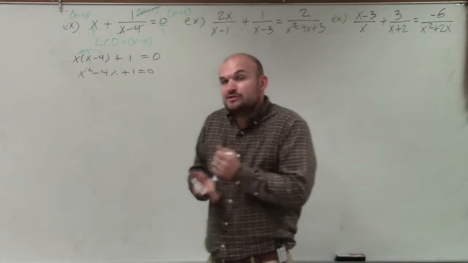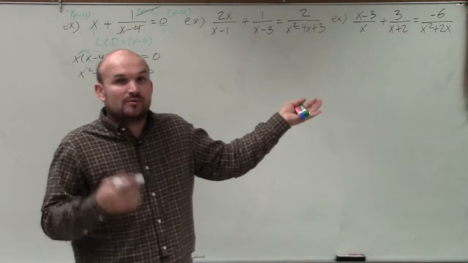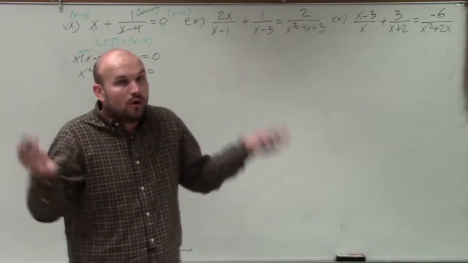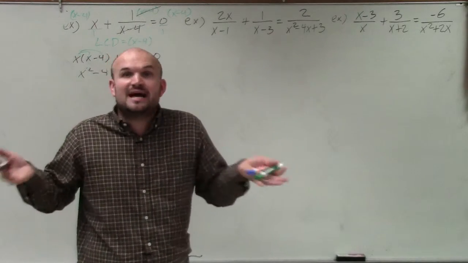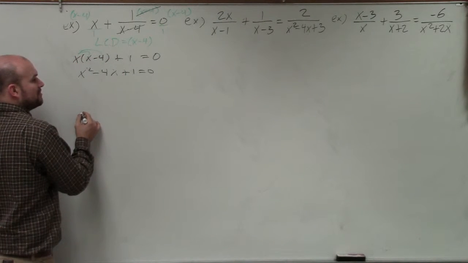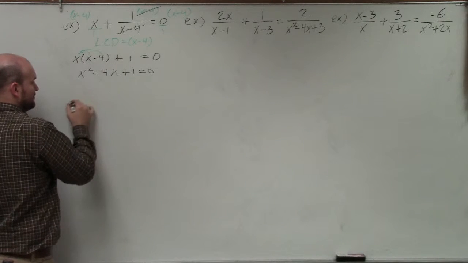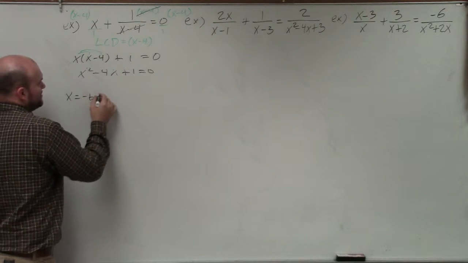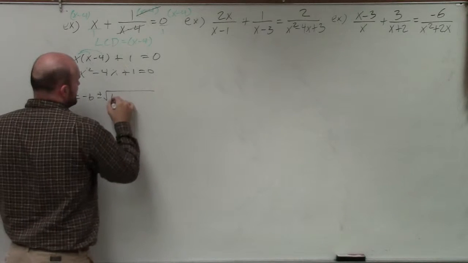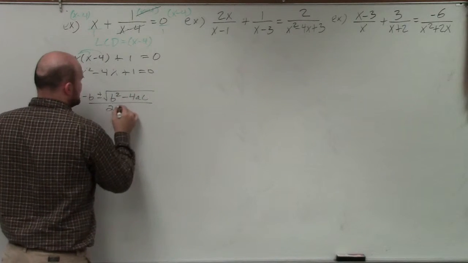However, we still need to determine, do they have real solutions? Is it no solution like the other one, where we are taking the square root of a negative number? Or are there solutions to it, but they're just not rational solutions? So to determine that, I'm going to use the quadratic formula. Before I use the quadratic formula, remember x equals opposite of b plus or minus the square root of b squared minus 4 times a times c, all divided by 2 times a.